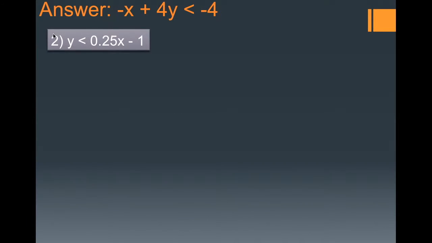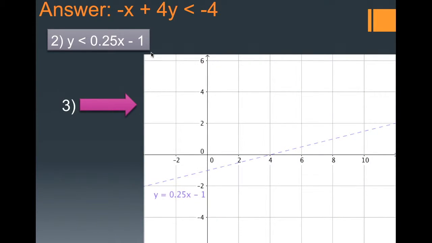When we do it, we get y is less than 0.25x minus 1. So step 2 is done. Step 3, graph it as if it was an equation. y equals 0.25x minus 1 looks like this. It's less than, not less than or equal to, so my line is dotted.